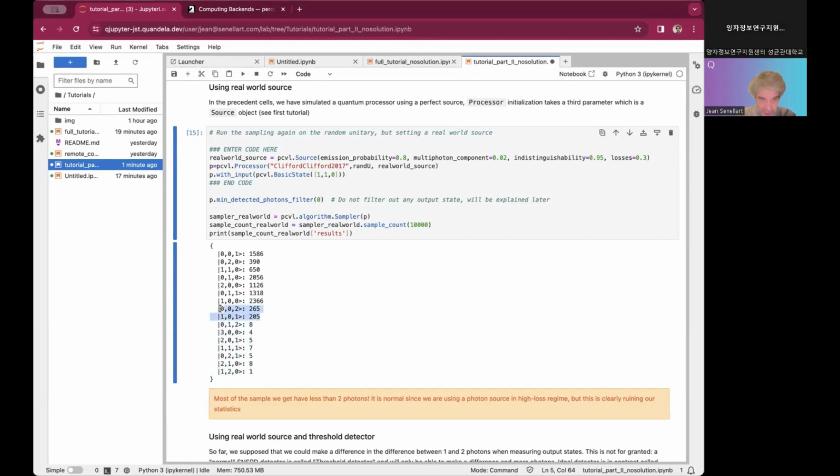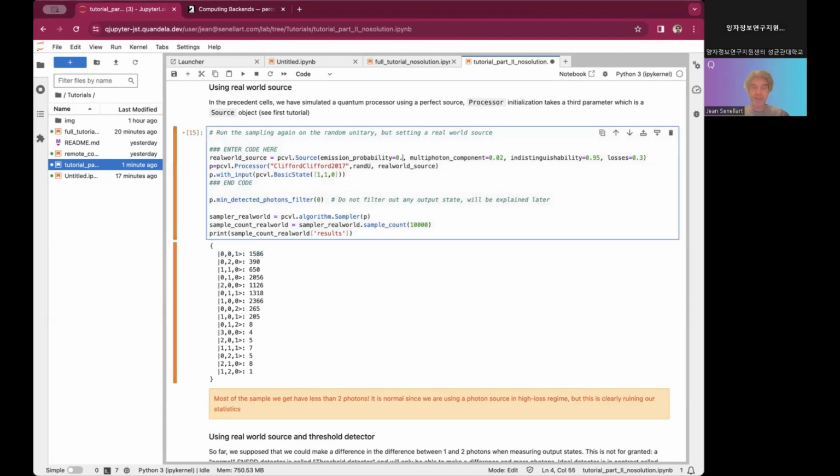This is more or less what you expect. This is 1 photon only. Why 1 only? Because the other one has been lost. Again here, and again here there is 1 photon. So most of the samples we get don't have 2 photons. It's normal because we are in what you call the high loss regime.